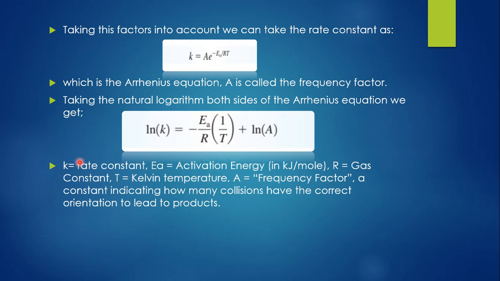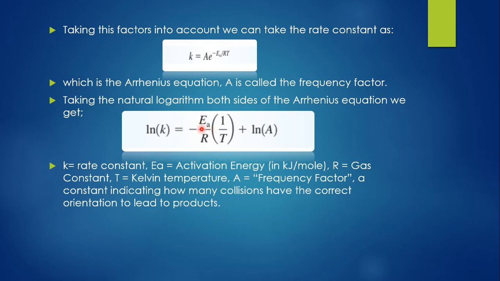Where K is the rate constant, Ea is the activation energy, which should be in kilojoules per mole, R is the gas constant, and T is the temperature, which should be in Kelvin. And then A, the one you're seeing there, that capital letter A is the frequency factor, a constant indicating how many collisions have the correct orientation to reach the products. So that's what you're supposed to know here.